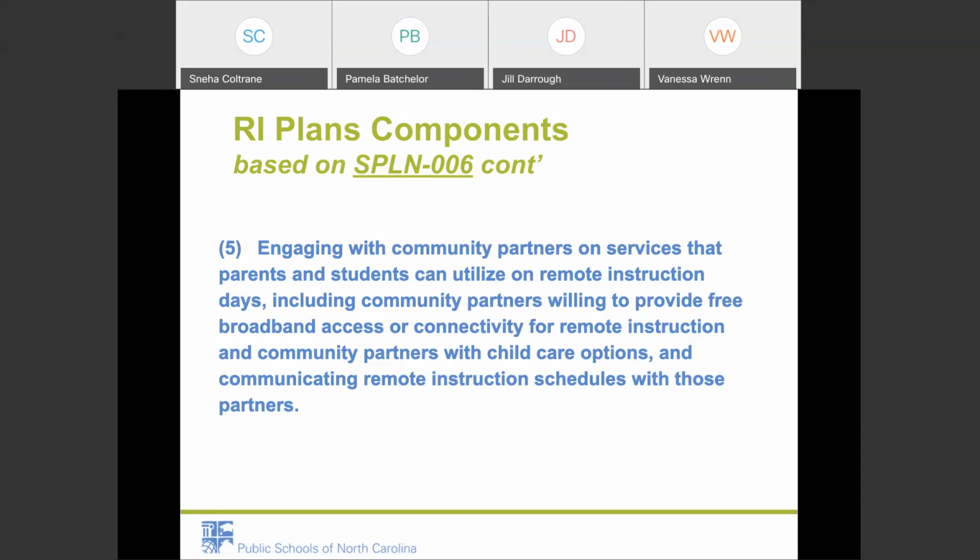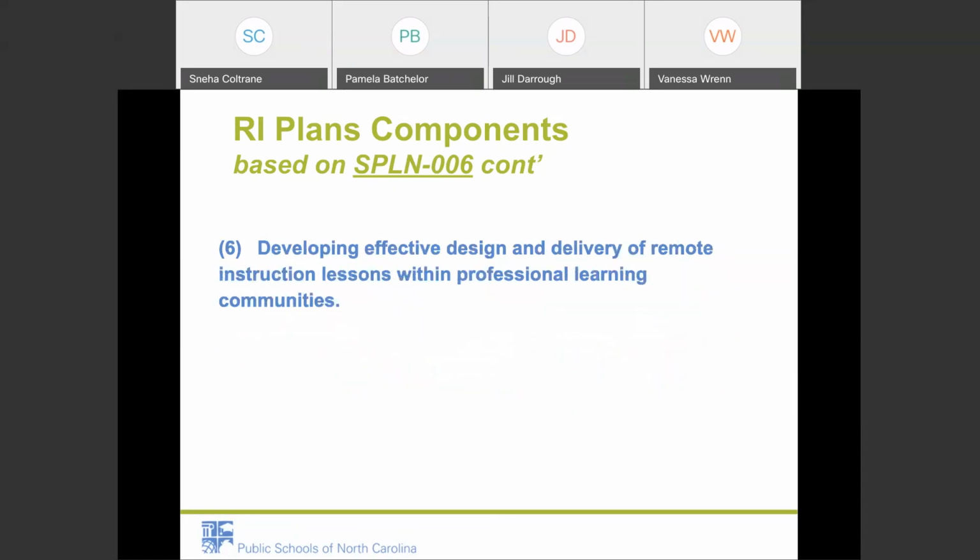Item 6 of the remote instruction plan is all about the effective design and delivery of the instructional lessons. And as I've said before, you will be receiving more guidance by Friday on what effective instructional design for remote learning looks like. The intent is to make sure that you are able to stay connected with your students on remote instruction days. And we are going to provide you with seven components of effective remote instruction.